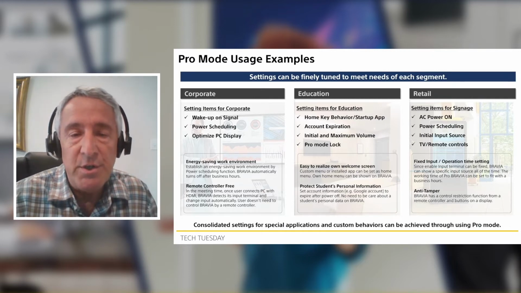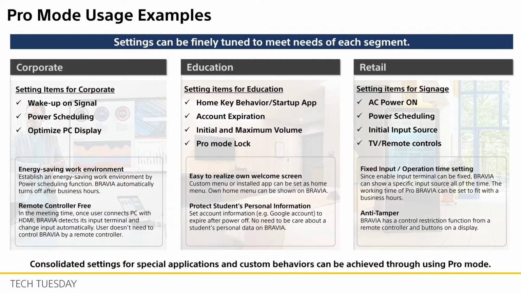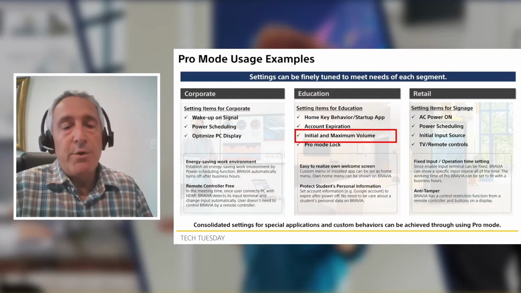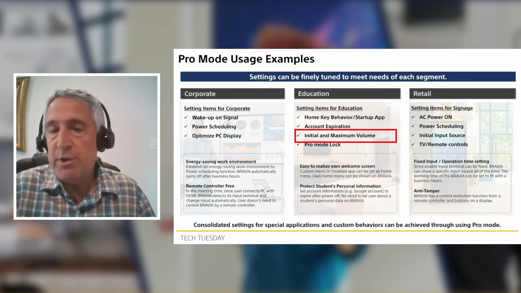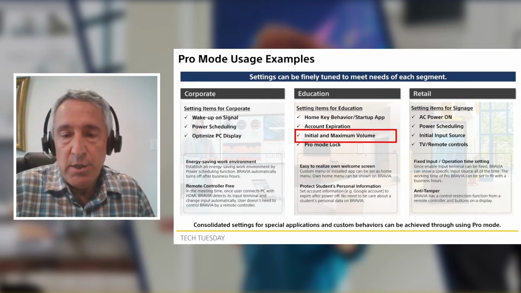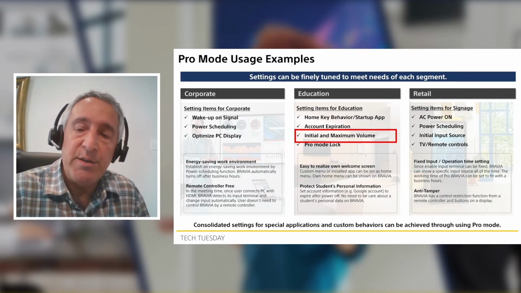Now in the education environment, here's another example of what we might want to use. Let's talk about initial and maximum volume. We can set the display to always turn on with a specific volume level, and then we can restrict that volume level so that we don't disturb adjacent classrooms or adjacent meeting rooms in corporate settings. So now let's take a look at how to set that up.